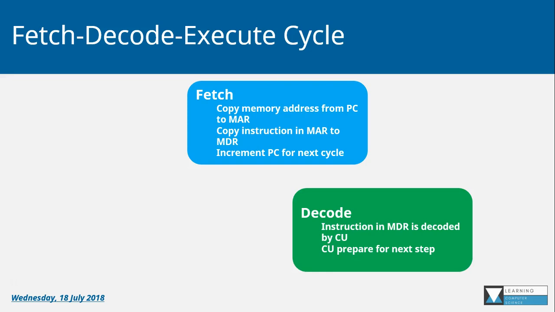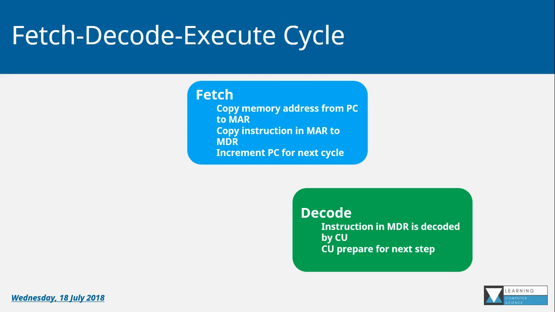The decode stage is where the instruction in the MDR is decoded by the CU, or the control unit. Once it has decoded this instruction or data, the control unit will prepare for the next step, so it might load the values into the MAR or the MDR depending on where they need to go. It also may put other values in registers if they're needed.